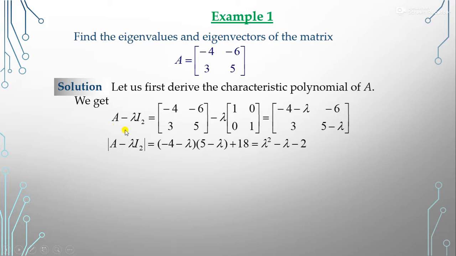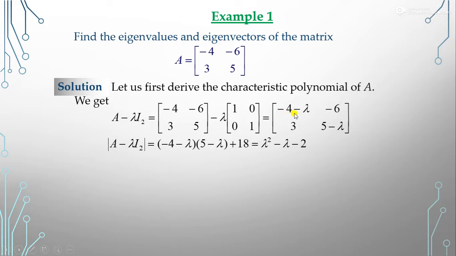So now we first solve A minus lambda I2. This is our matrix A minus lambda times the identity matrix. When we subtract, we get the matrix with entries minus 4 minus lambda, minus 6, 3, 5 minus lambda. Now we solve the characteristic equation. For the characteristic equation, we take the determinant of this.